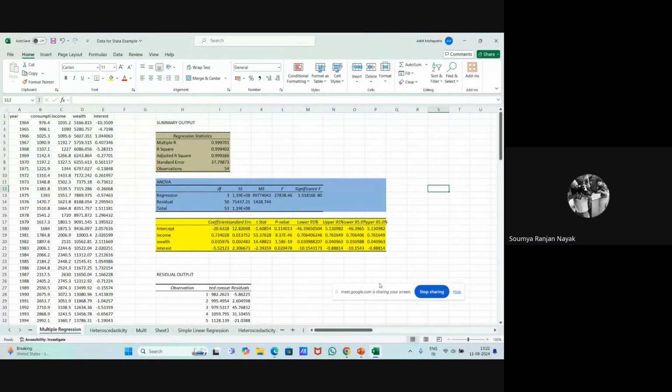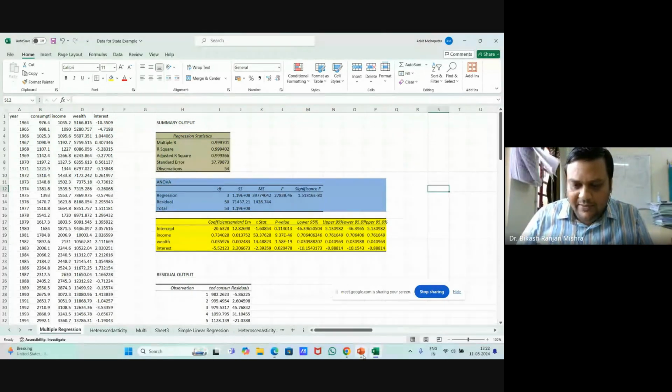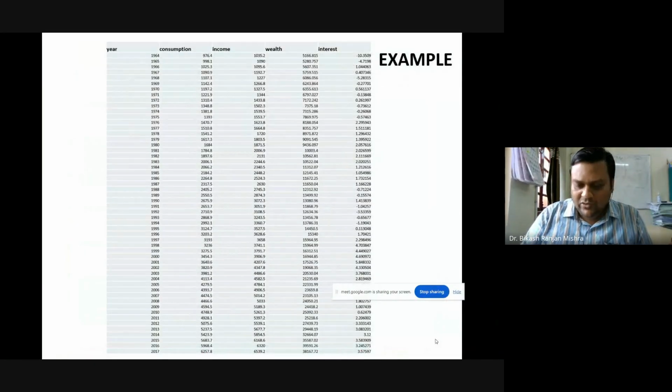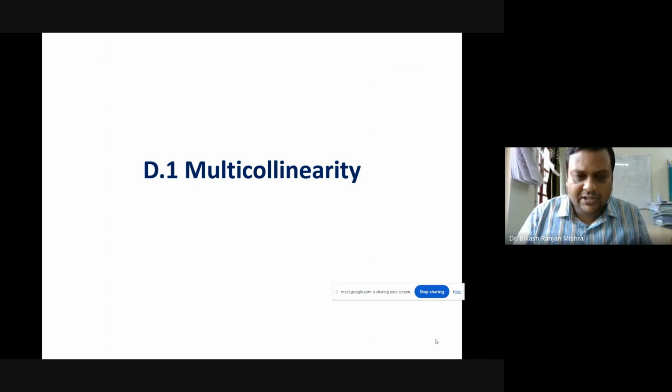Okay. Anything else? If not, let me go quickly to the next point of our discussion. After discussing the correlation, simple and multiple, let us go to the diagnosis part. Broadly, I will be covering four parts: multicollinearity, heteroscedasticity, autocorrelation, and model specification.